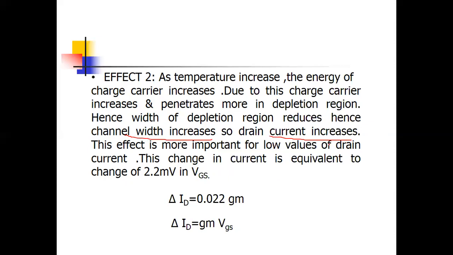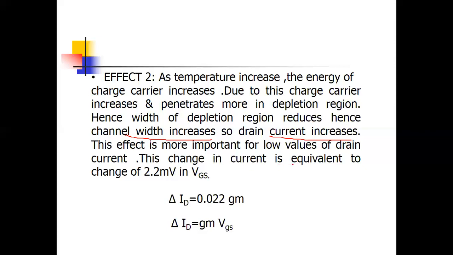And this generally happens when the value of drain current is small, near the pinch off region. Listen carefully: when the drain current value is small, at the start of the characteristics, and at that time temperature increases, the energy of charge carriers increases. Due to that energy, the depletion region reduces and channel width increases, and current flows through the channel. If the channel is wide, then current will be more.